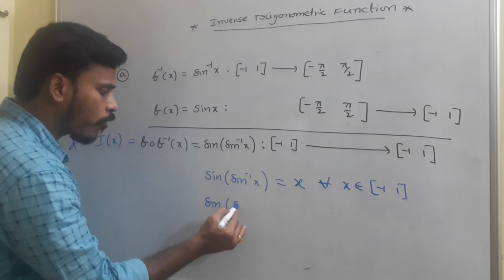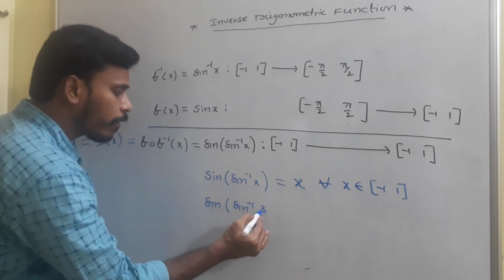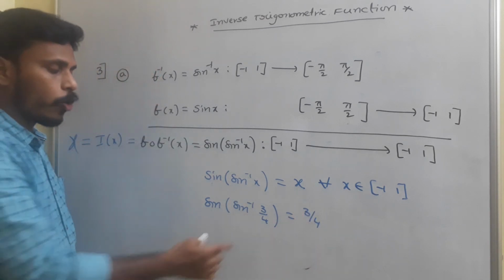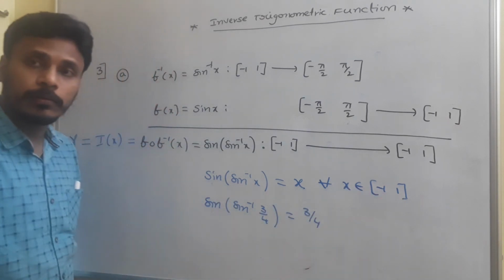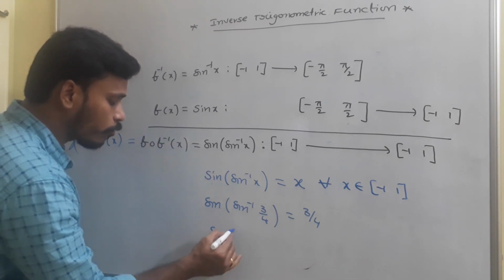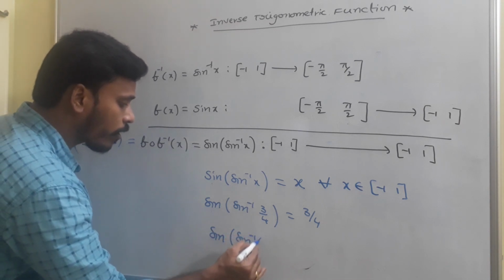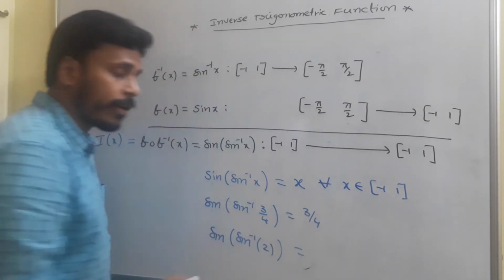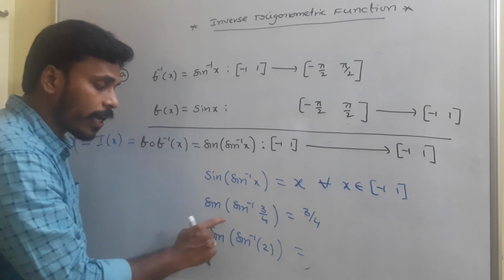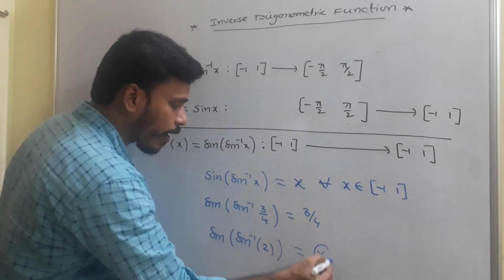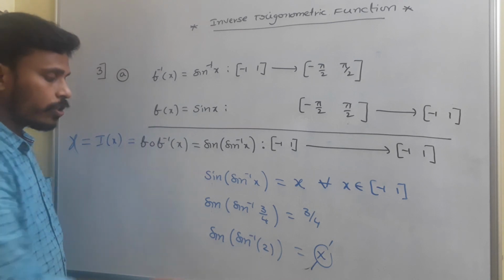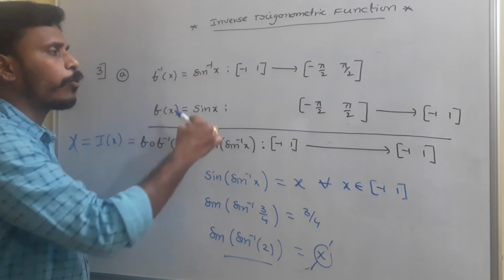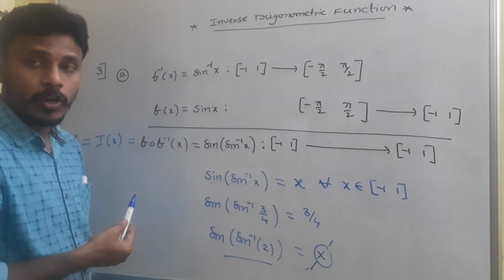Sine of sine inverse of any number in between -1 and 1, say 3 by 4, is simply 3 by 4 only, because 3 by 4 is in between -1 and 1. Suppose anybody asks you to give the value of sine of sine inverse 2: this 2 is not in between -1 and 1, and that's why sine of sine inverse 2 is not defined, it does not exist. So this is the way of calculating sine of sine inverse x, just the composition of sine and sine inverse. Have a look.